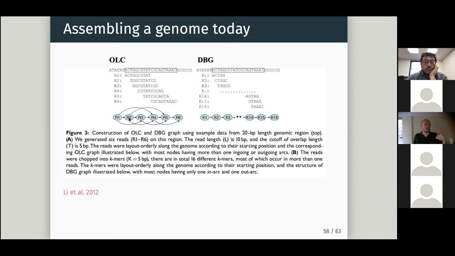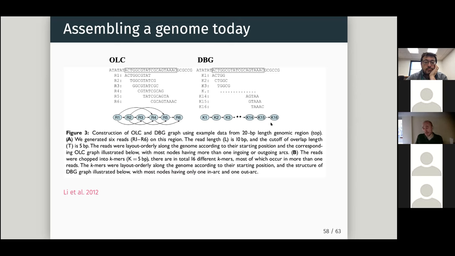And then you find the overlaps with some of the algorithms to determine the alignment between the reads and the quality scores of these alignments. And then you construct the graph. Then you walk the graph of the reads.